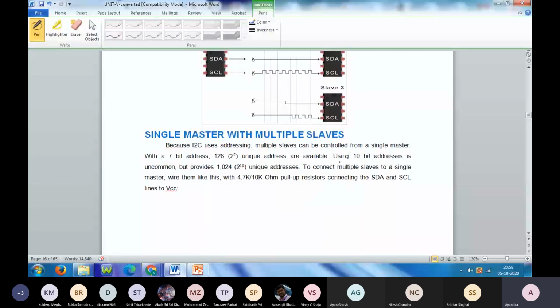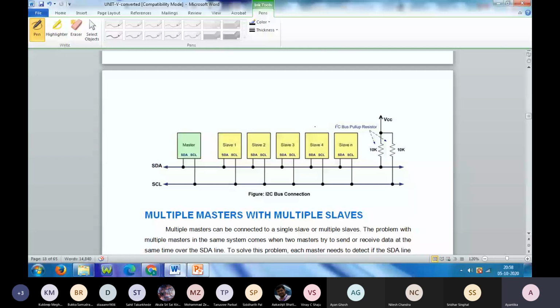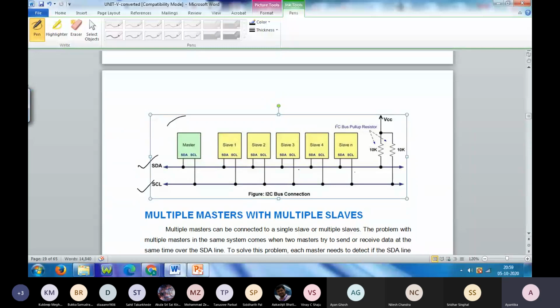So this is the basic structure of I2C, where your master is connected to the SDA and SCL lines, and also the slaves. So whenever you are sending a frame, you have to send some address information related to which slave you want to select. Based on that, that particular slave will get activated and it will actually receive the data. And for that reason, addressing is required.